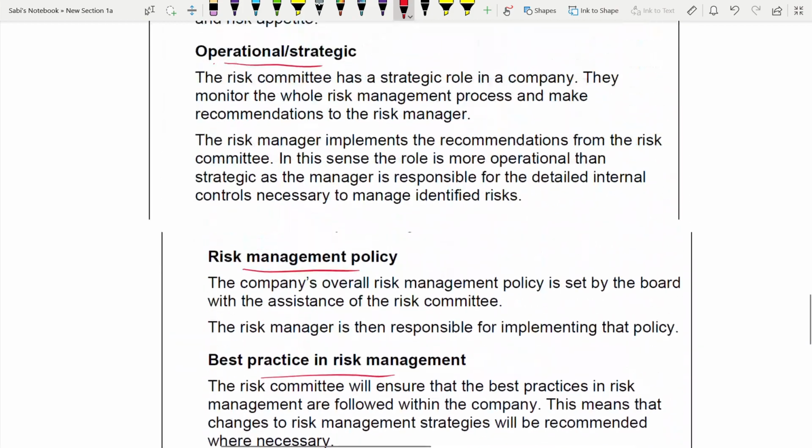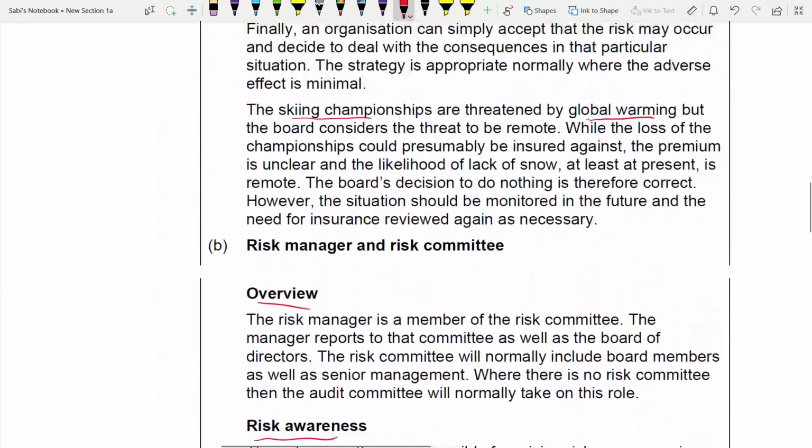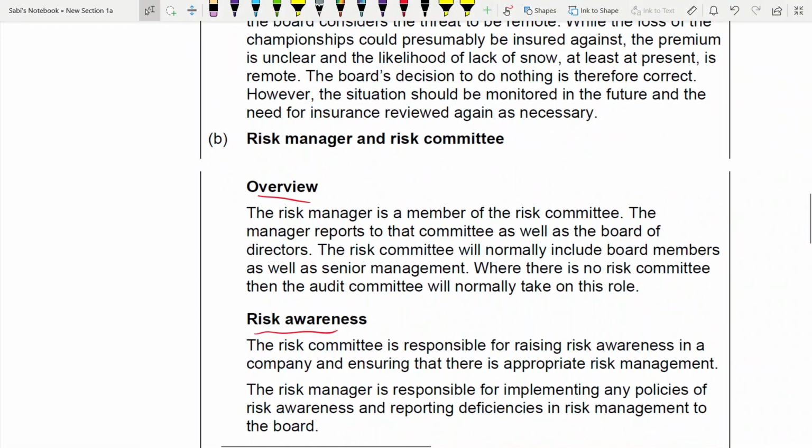Okay, so what are the areas? 1, 2, 3, 4, 5, 6, 7 areas you can talk about. So what is an overview? Who is a risk manager? Risk manager and then risk committee. Okay, you can write it in any order.